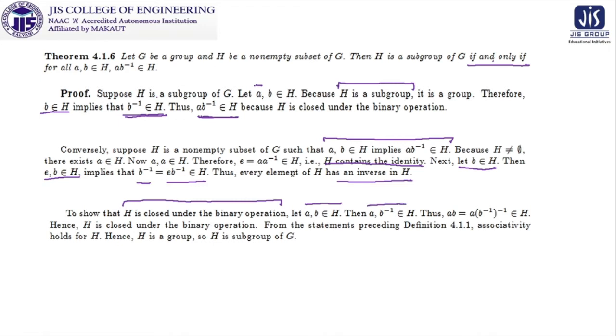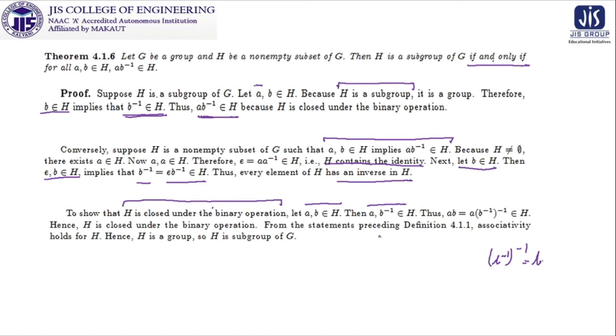It is already proved. Then we can write AB is equal to (A B inverse) inverse, because it is also discussed in the last class that B inverse inverse is nothing but B. So AB can be written as (AB inverse) whole inverse, which is in H. Hence, H is closed under the binary operation. What binary operation? The binary operation star.